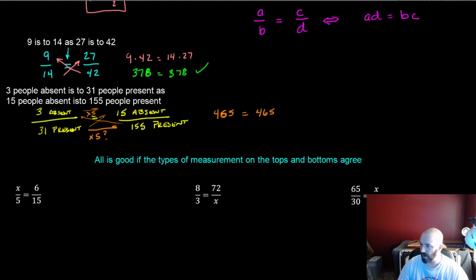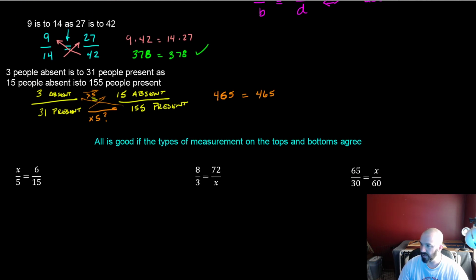So here are three examples, and we'll just work through these together. With this first example here, I'm going to cross multiply. When I do that, I get 15x is equal to 30. Just like from above, I said anytime you see something multiplying x, divide both sides by that thing.